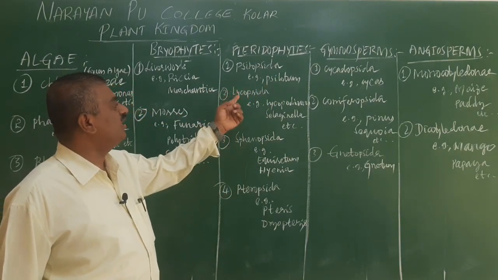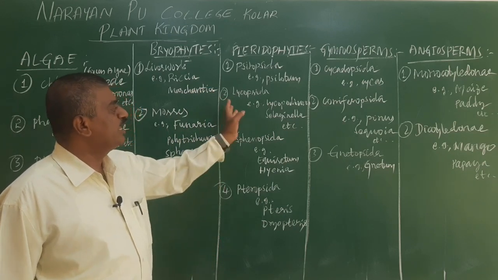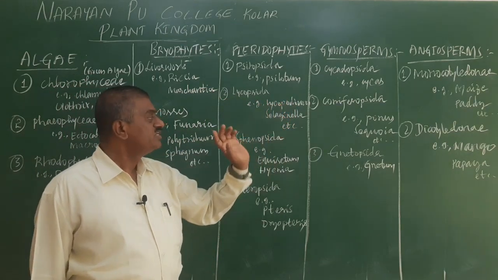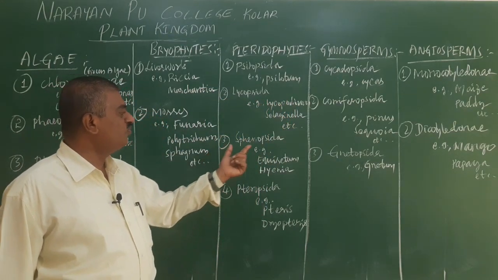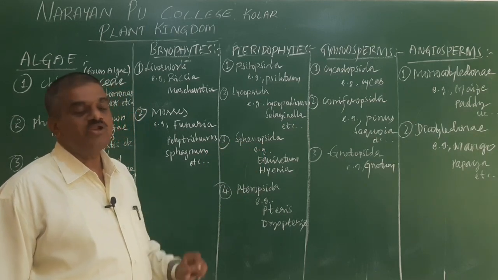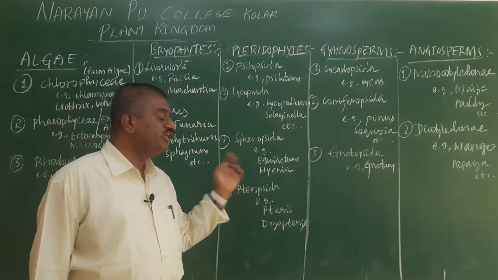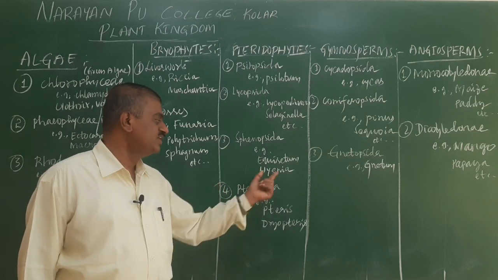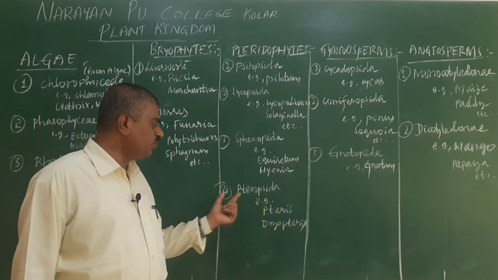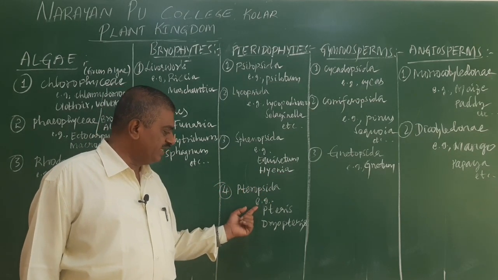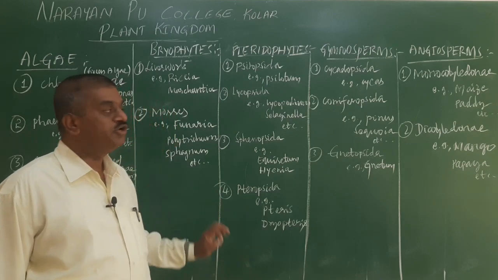We go for the second one, Lycopsida. The examples are Lycopodium and Selaginella. The third one is Sphenopsida, which includes Equisetum, called horsetails. The fourth one is Pteropsida, with ferns such as Pteris and Dryopteris.